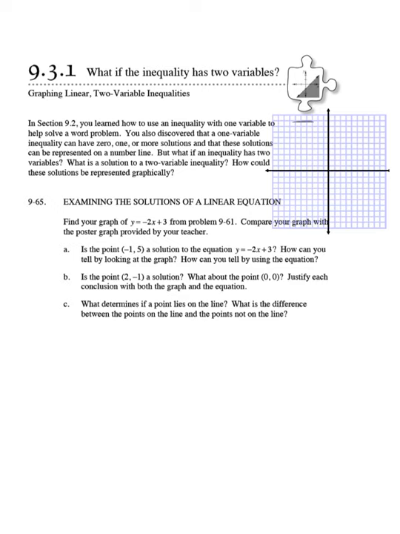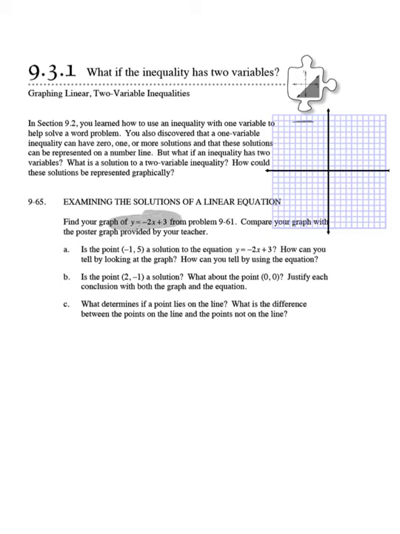Yesterday we used the number line to show solutions to an inequality because there was only one variable, solving for x. Today we're going to look at inequalities that have both x and y. So instead of showing our solutions on the number line, we need to use the x and y graphing coordinate plane. Before we get to the inequalities, let's just remind ourselves of points of solution.